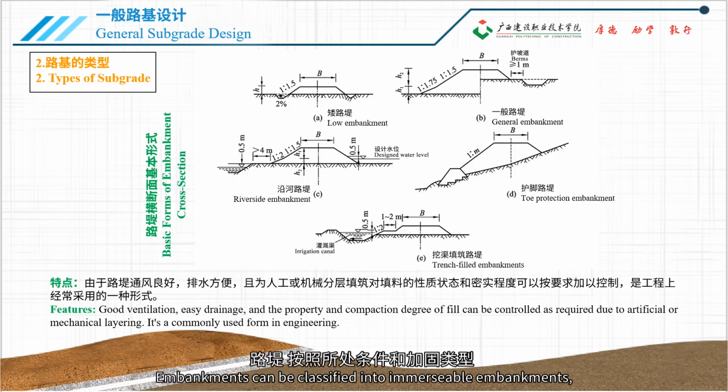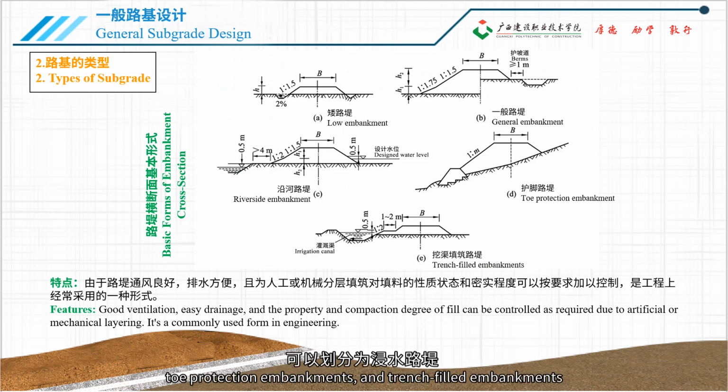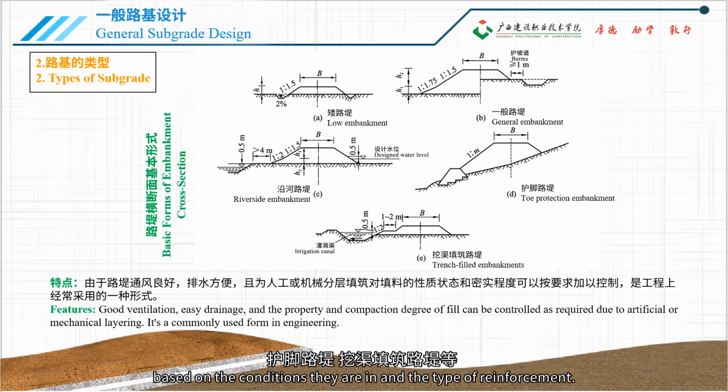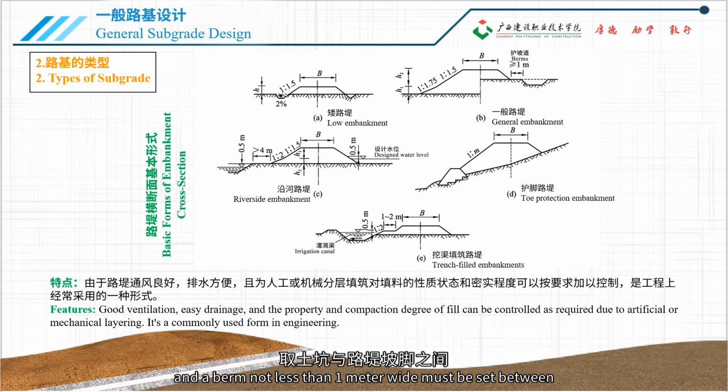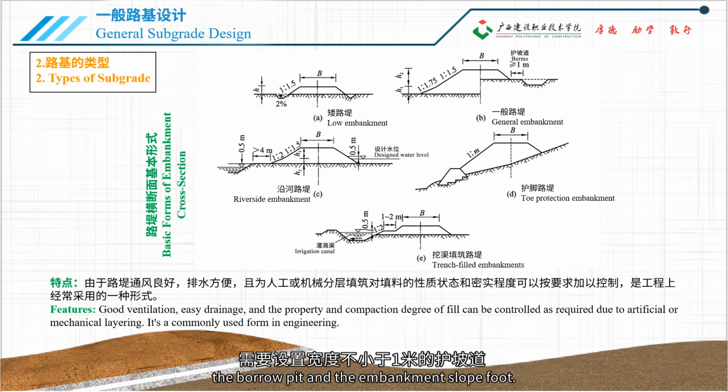Embankments can be classified into immersible embankments, slope protection embankments, and trench-filled embankments based on the conditions they are in and the type of reinforcement. A general embankment may have borrow pits on one or both sides, and a berm not less than 1 meter wide must be set between the borrow pit and the embankment slope foot.